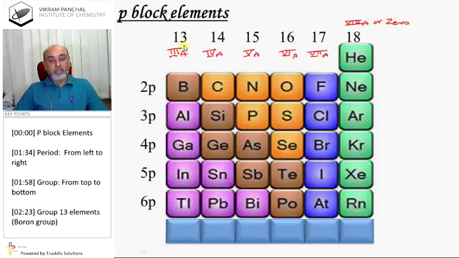So the 13th group has valency 3, the 14th group has valency 4, the 15th group has valency 5, the 16th group 6, the 17th group 7 and the 18th group 0.